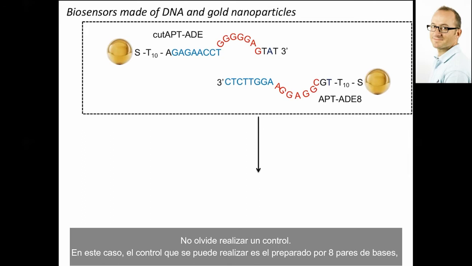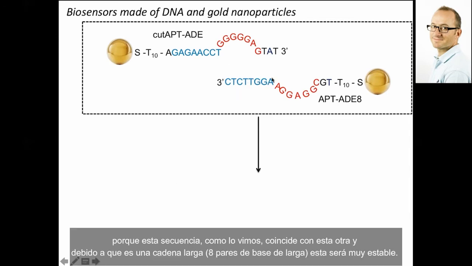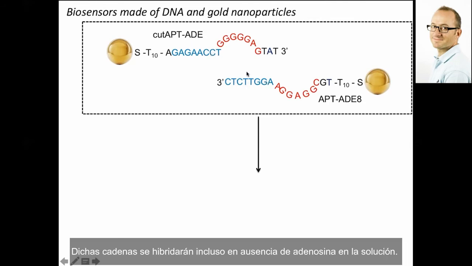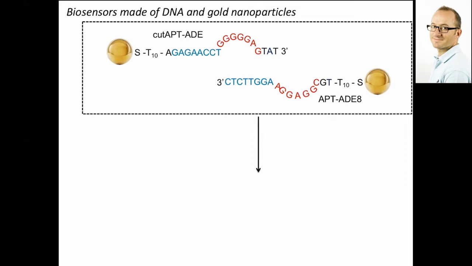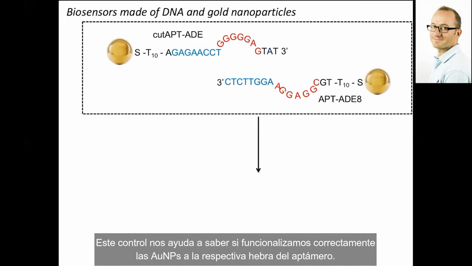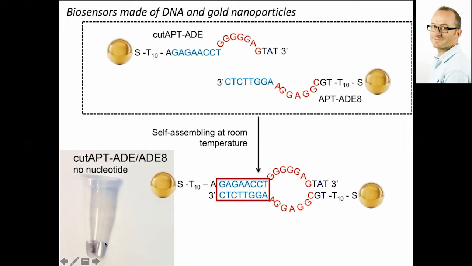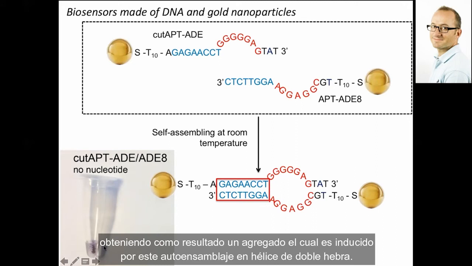Here, the control we can run is the one made of the 8 base pairs, because this sequence here, as you understood, is matching with this one. And because it's quite long, 8 base pairs long, it will be very stable and will hybridize together, even though there's no adenosine in the solution. So this control will help in making sure that you properly functionalized the gold nanoparticles with the aptamer DNA strands. So this is what you can see here. You will form the hybridization of both strands, even though there's no adenosine in the sample. And then you get the aggregate, which is induced by the formation of this double-stranded helix.